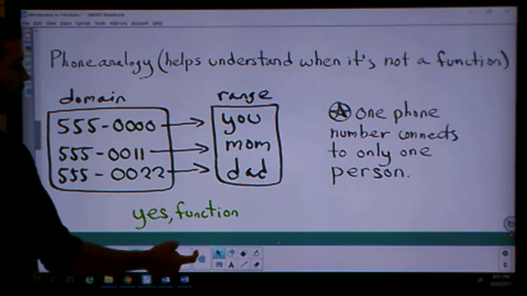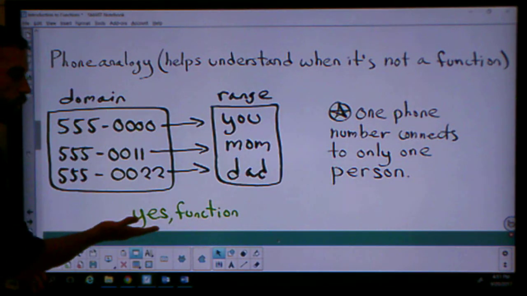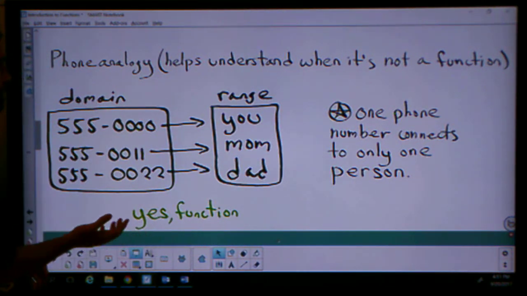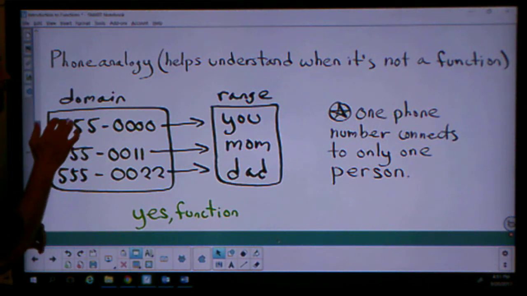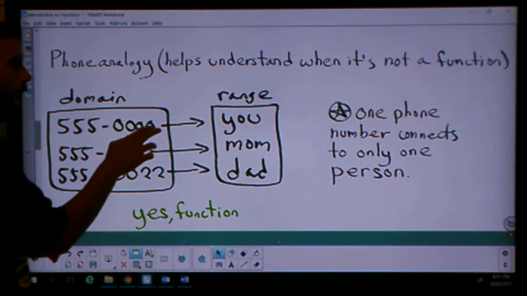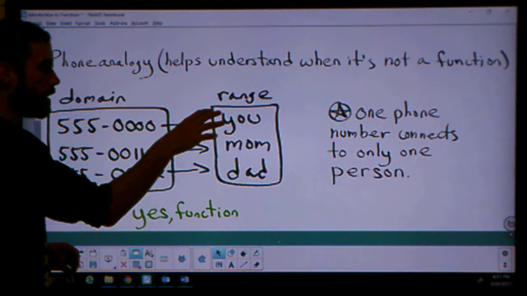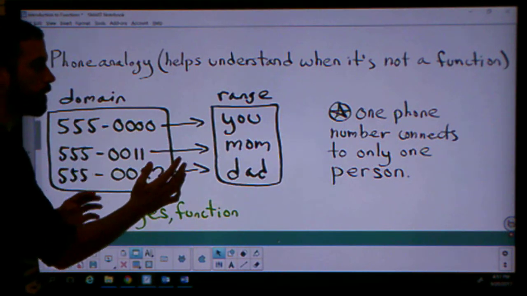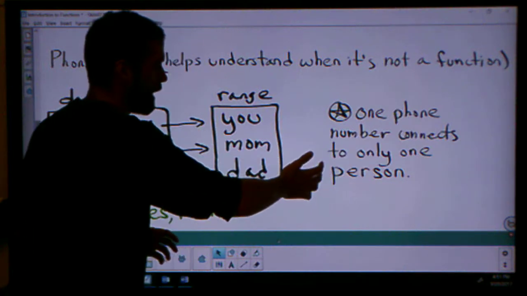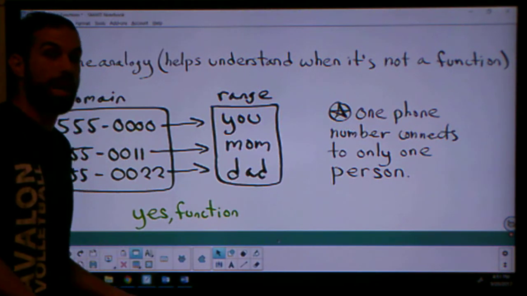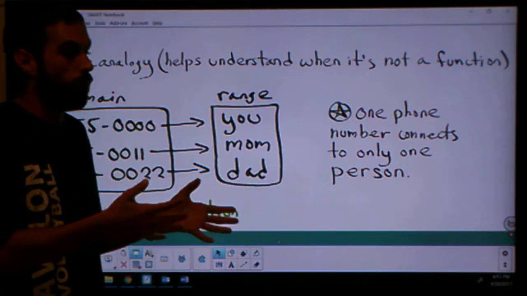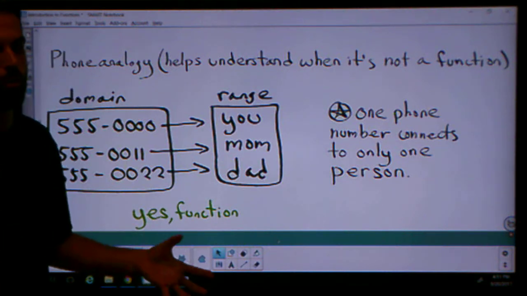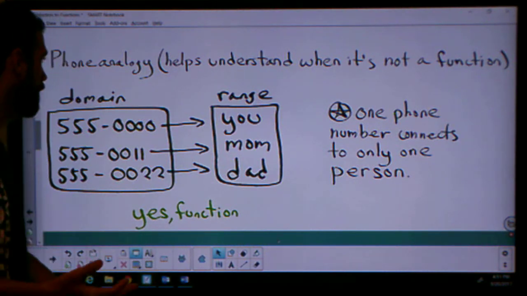So here's an example of how this analogy would show you what is a function. Your domain value will be telephone numbers, and the range value would be the people you would get when you dial those numbers. One phone number connects to only one person. That's how a landline works. You have one number, it connects you to one household or one person, however you want to look at it.